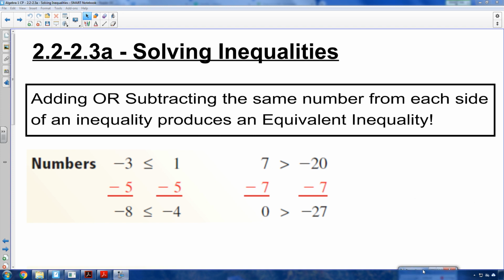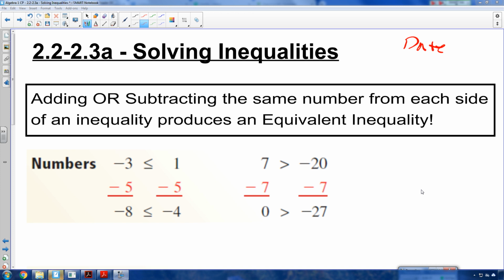Okay, so this section of notes is on 2.2 to 2.3a. It's solving inequalities. Put the date here, please, and then recognize that what we're doing is solving inequalities. It's a whole lot like solving equations.